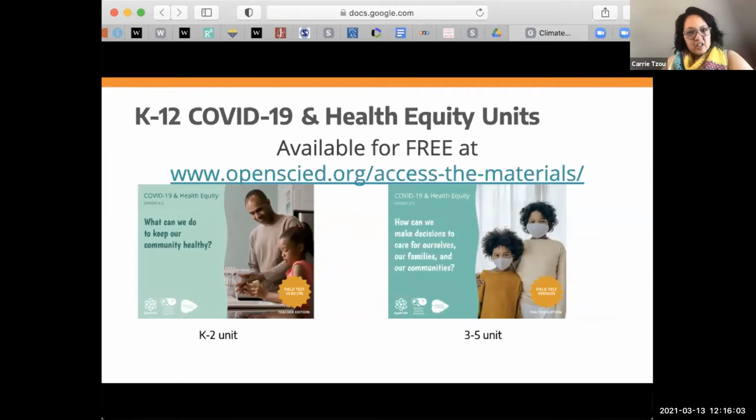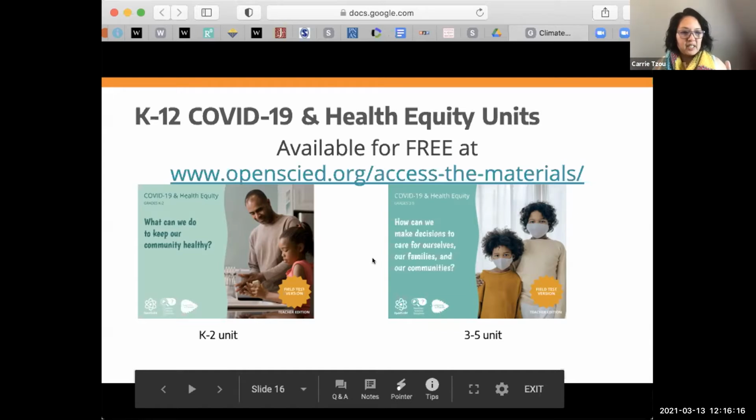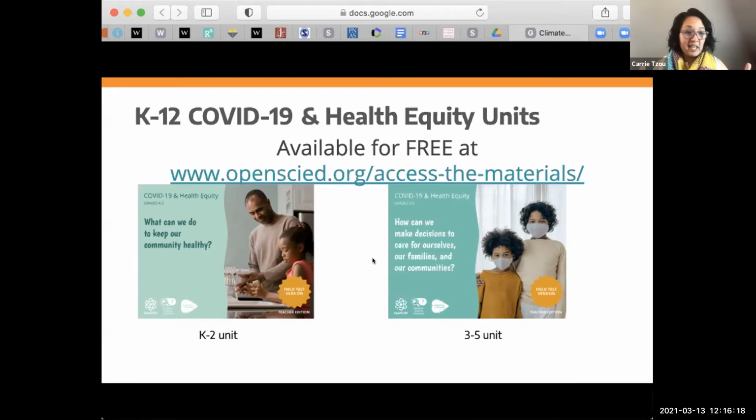Let's transition to the COVID units to show how we've used this model of family engagement in these units, along with a more explicit focus on social emotional learning. The K-12 COVID-19 and health equity units are available for free, and I think Stacy, you'll give them access to it. My group was specifically focused on the K-2 and 3-5 units, but there are units for middle school and high school, and they're all available now.